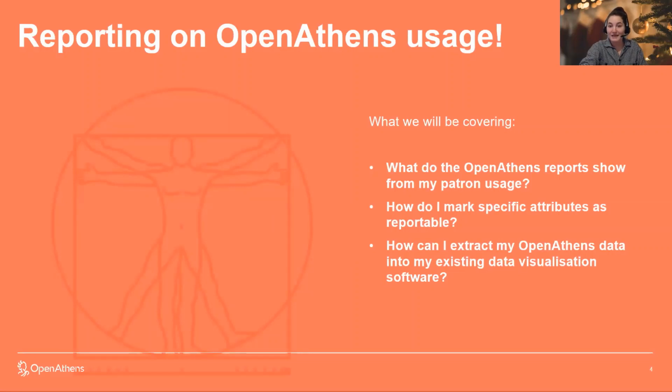What we're going to be covering today, and I'm going to hand over to James in just a second, but we're going to be going over what the OpenAthens reports show in terms of your patron or user usage, how you mark specific attributes as reportable in order for them to show up in your reports, so how you do this within the schema editor.